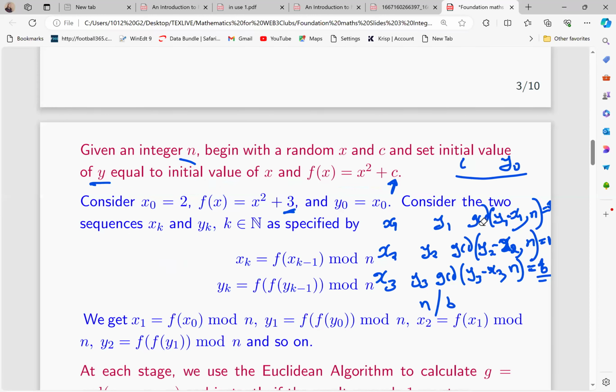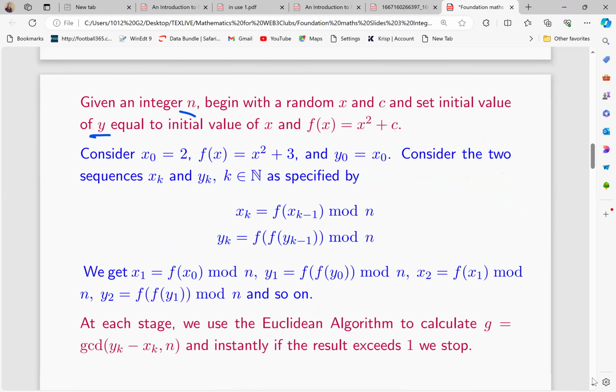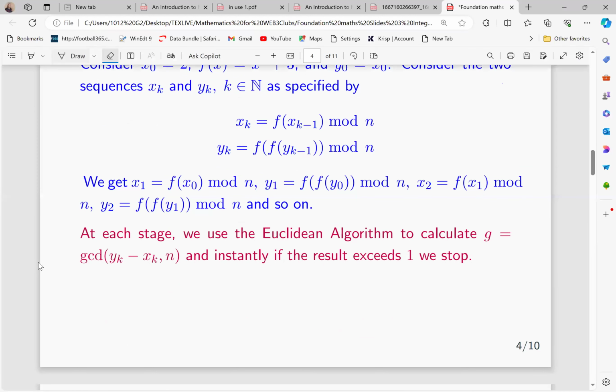Let me show you the algorithm so that you can also write an algorithm. I'm showing you something that I think you can improve on and write in Rust so that we can use it as an algorithm. Let me read what I've been saying. I've written it here in words. We get x1 by substituting x naught in that equation, mod n.